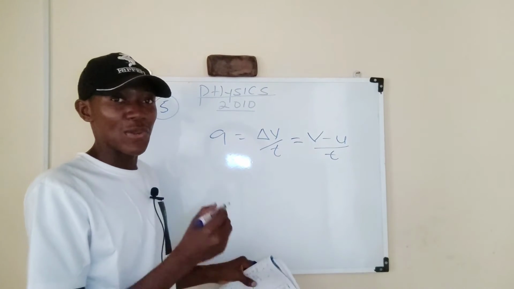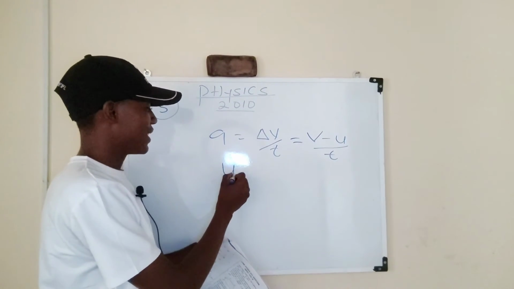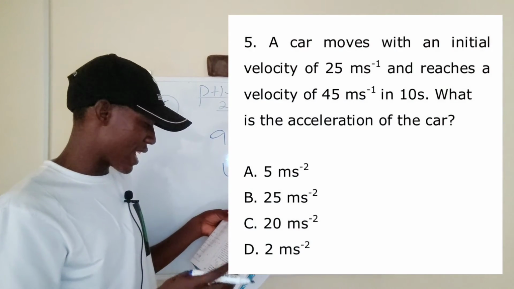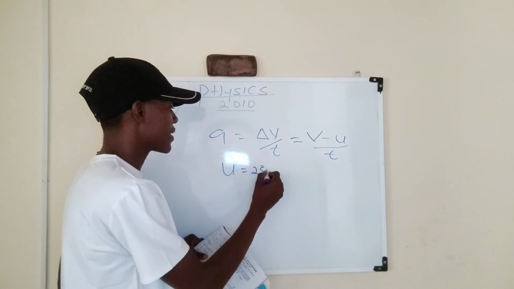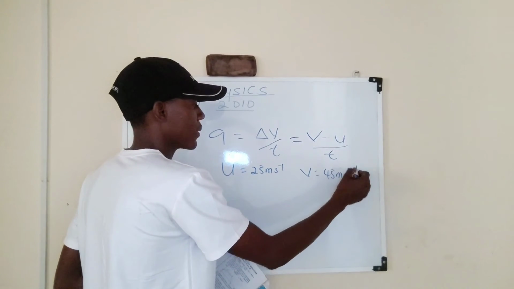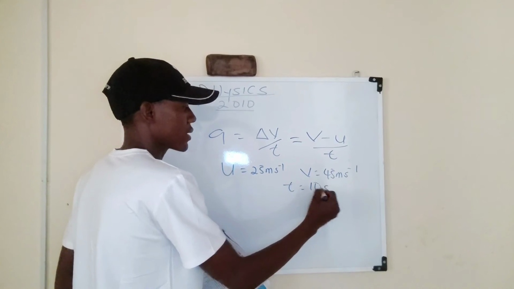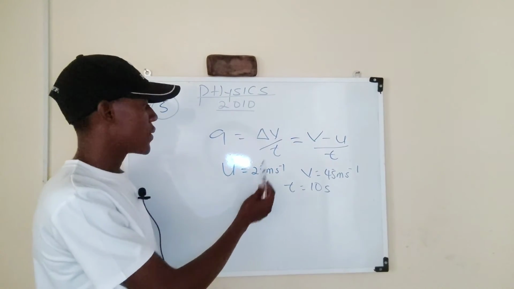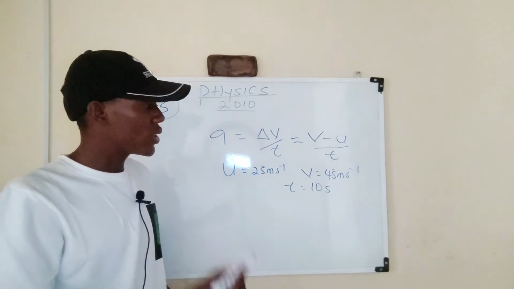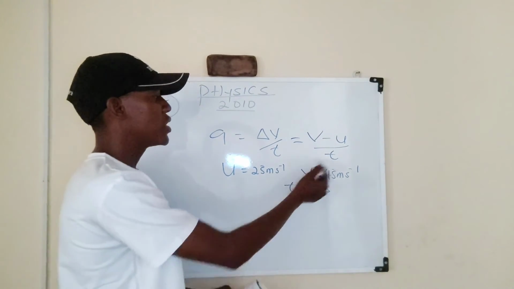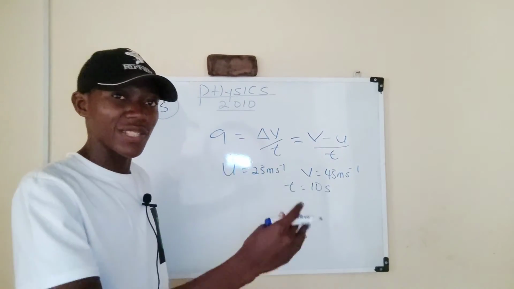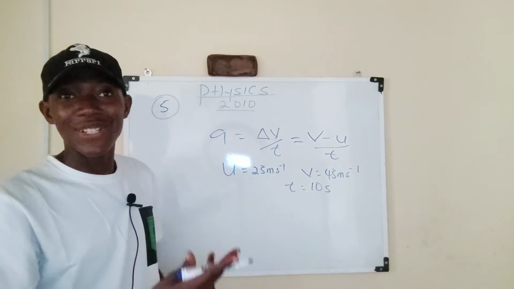Now from the question, we were told that the initial speed this car was traveling with, is it a car? The initial speed it had was 25 meters per second, and finally it had 45 meters per second, and all this took place in 10 seconds. It means this car was initially moving at 25 meters per second, and suddenly, maybe it wants to overtake or something happened, it changed its speed to 45 meters per second, and this change took place in just 10 seconds. Now the change in speed is the acceleration, so they want you to calculate the acceleration that took place.